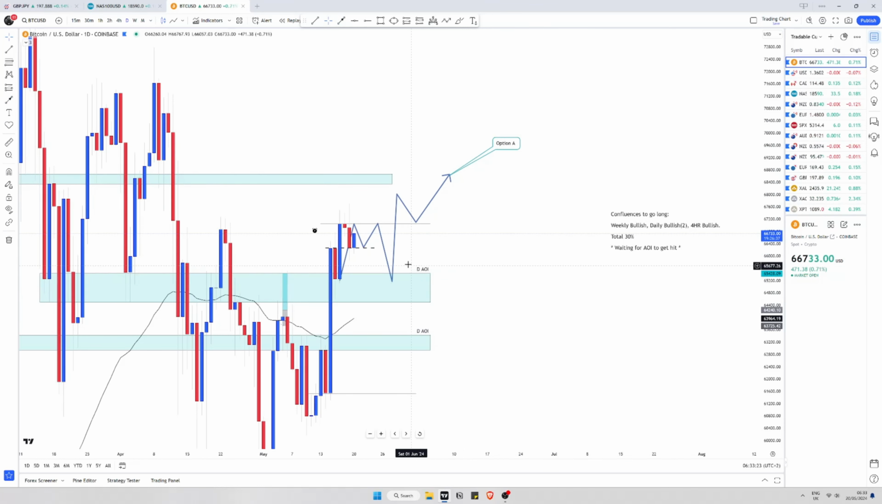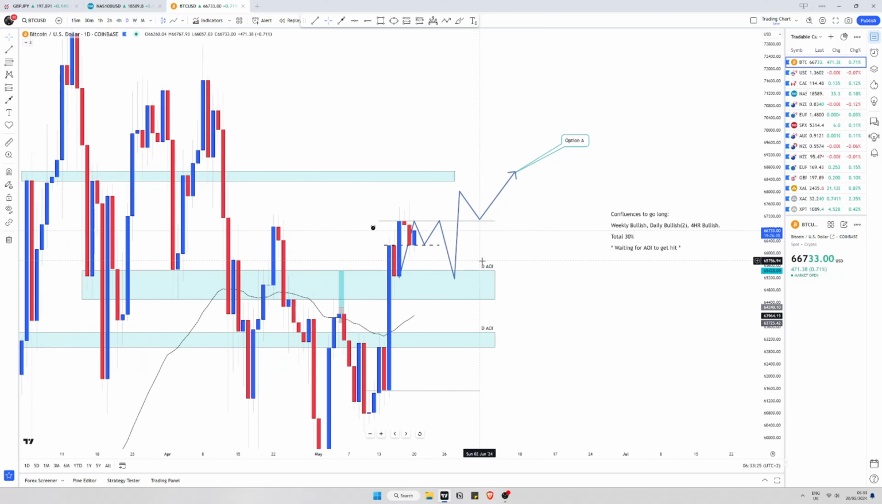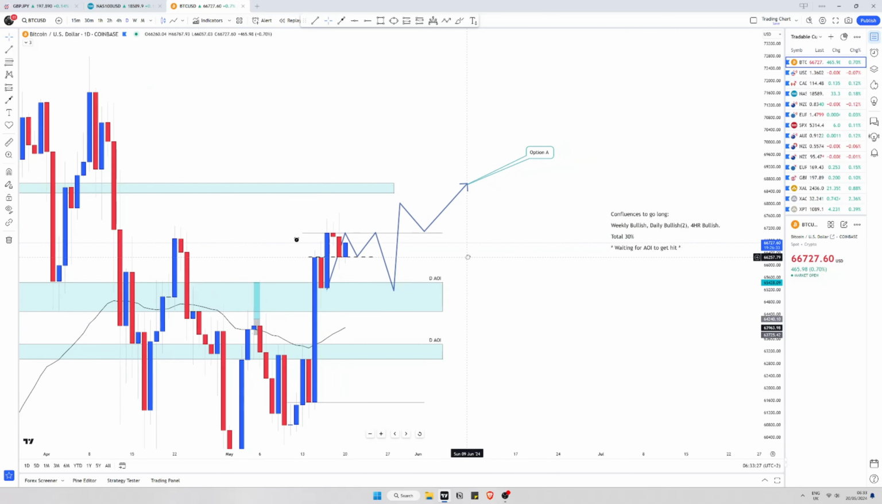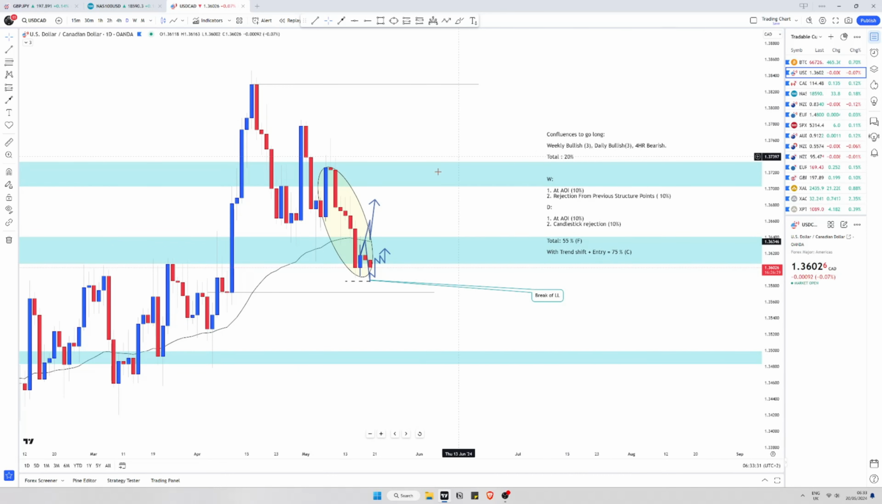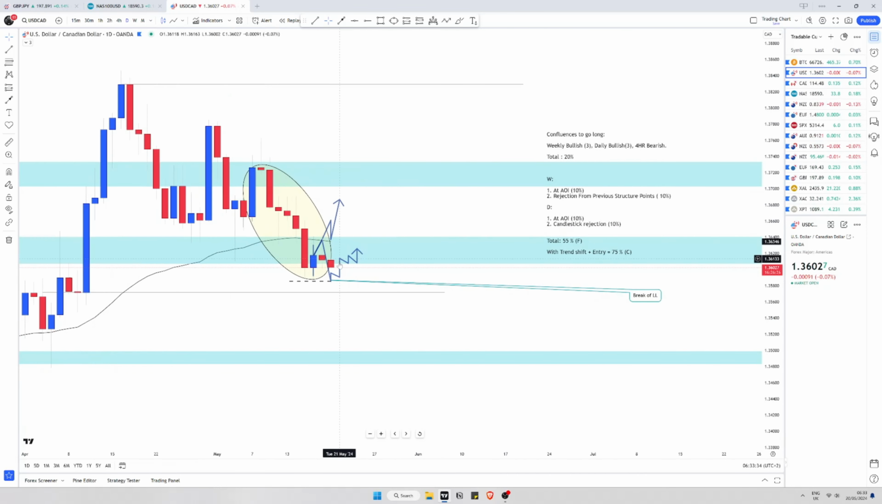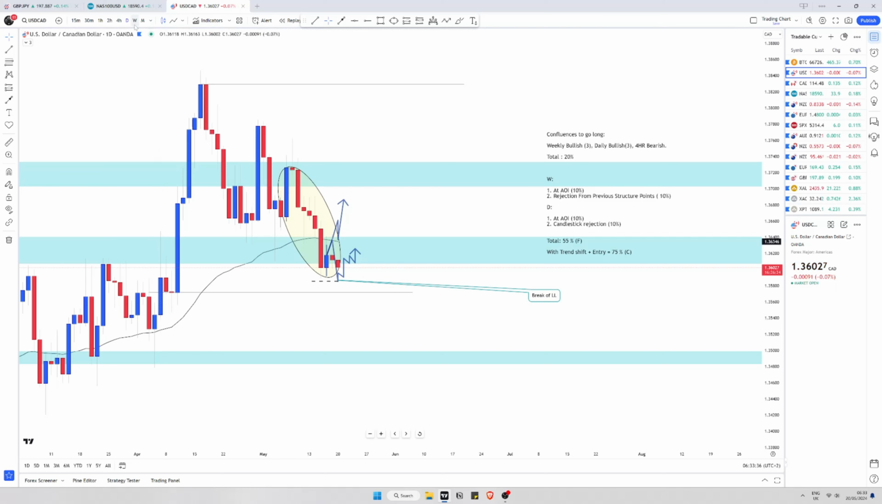Right, so that's Bitcoin. Not going to happen anytime soon, but it's always just fun to look at, see how price is going to be predicted. Next is USD CAD. Right, ignore this. It does look a bit funky, but I'll explain it in just a second.